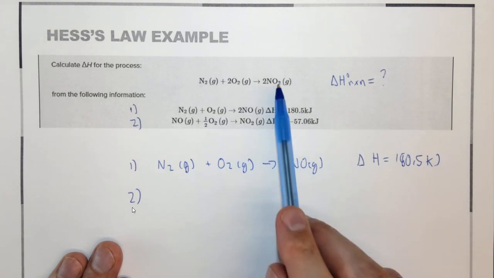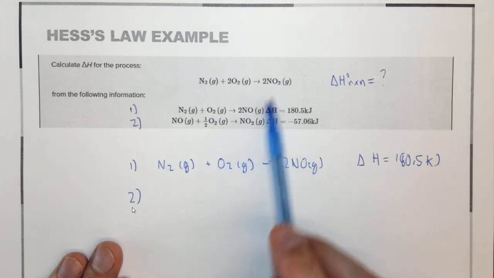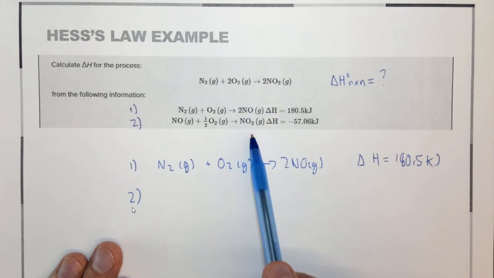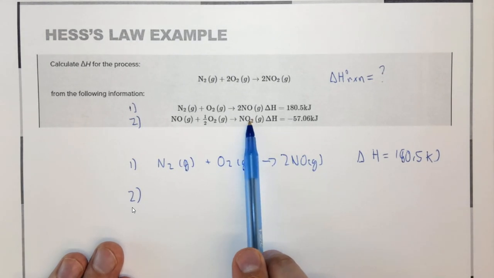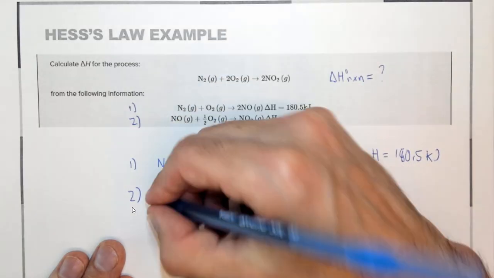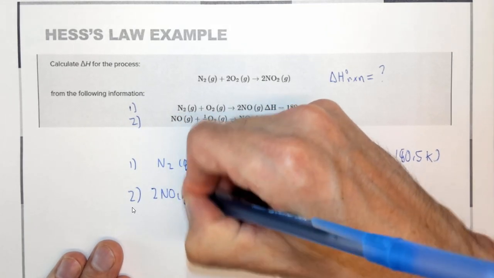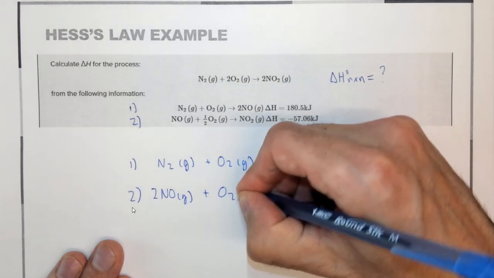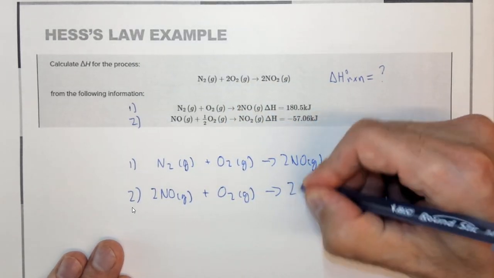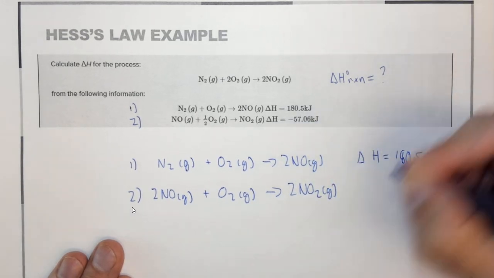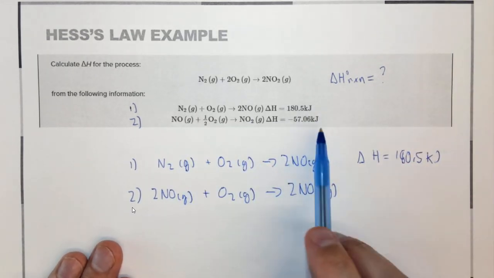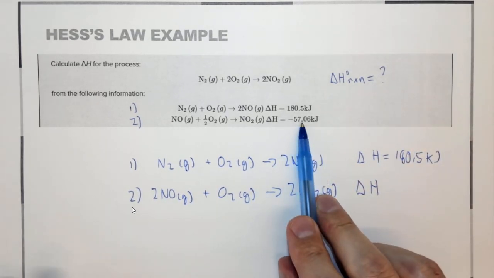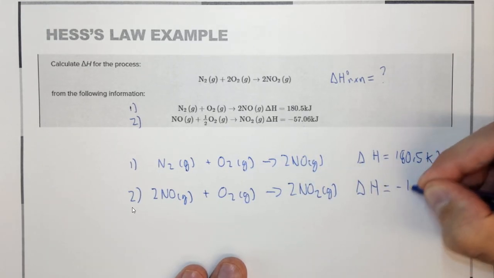For reaction 2, for the reason mentioned before, NO2 is on the correct side. It's a product. It's unique to this reaction, but there's 2 here and only 1 here. So I need to double this reaction. If you double a reaction, you have to double everything. So 2NO gas plus an O2 gas yields 2NO2 gas. If I do this reaction twice, I have to double the enthalpy. So delta H is not minus 57.06. Instead, it's minus 114.1.